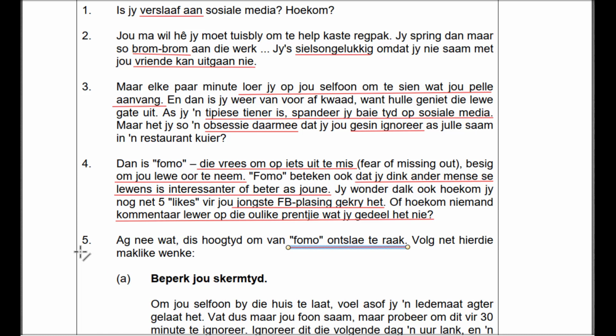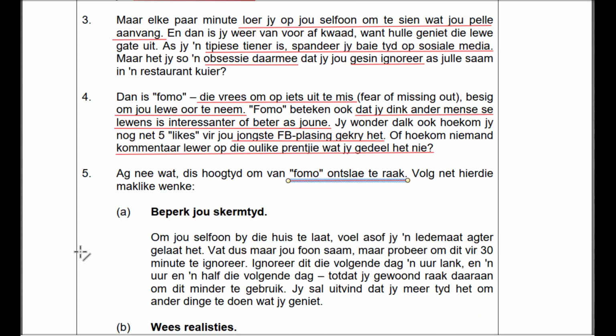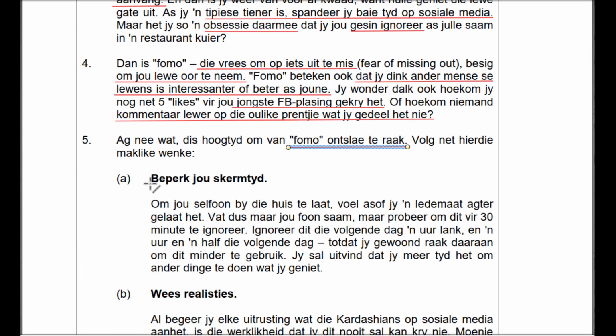So paragraph 5 says, it's time to get rid of this FOMO. And the article is actually going to give you tips on how to get rid of FOMO. The first tip that they give you, die eerste wenk wat hulle vir jou gee, beperk jou skermtyd. Beperk means limit. Skermtyd is screen time.